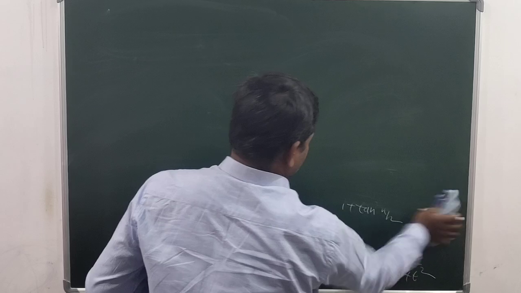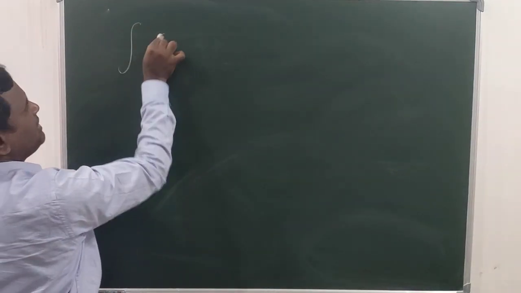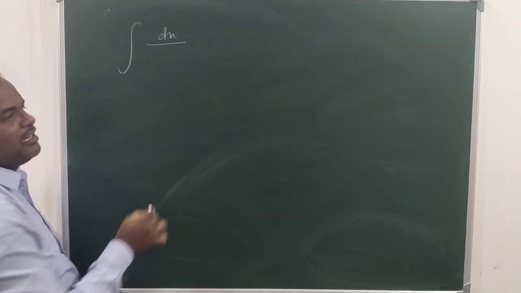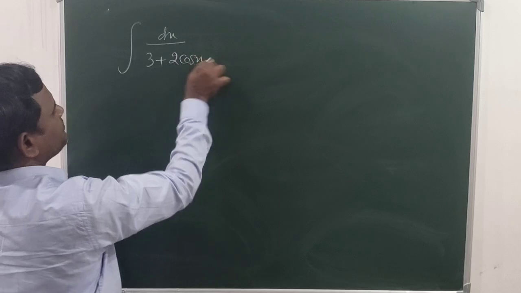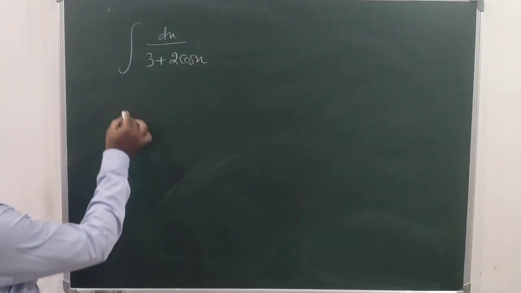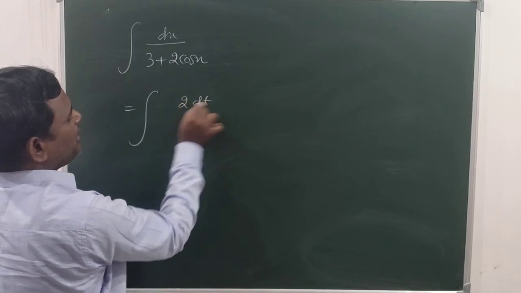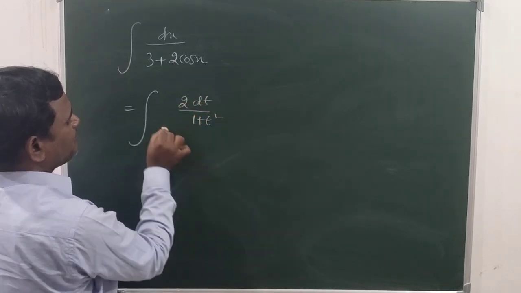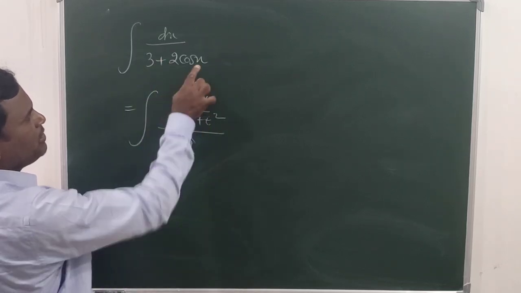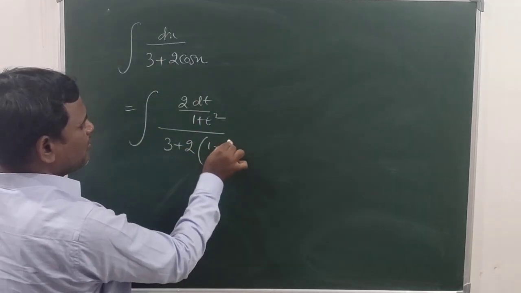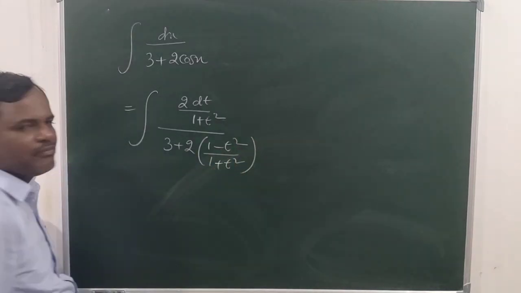See, suppose the integral is given in this form, like integral of dx by 3 plus 2 cos x. What did I say? In the place of dx, you would have to write 2 dt by 1 plus t square, by 3 plus 2 into, in the place of cos x, 1 minus t square by 1 plus t square.